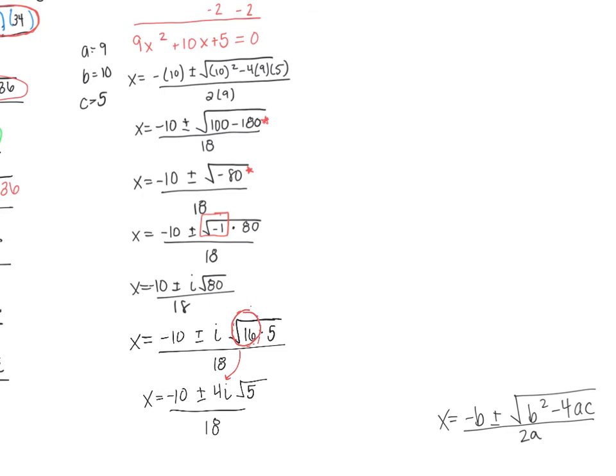Okay? Now, you can leave your answer as so. This one's a little bit more difficult to simplify, so we're just going to leave that there. All right? Making sure that we know that this plus or minus tells us that there are two answers. Okay? That's important to remember.